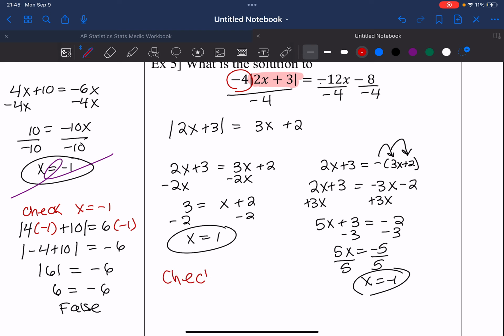So first I'm checking x equals 1. So I'm going to rewrite my problem, but instead of x, I'm going to write a 1. So negative 4 absolute value of 2 times 1 plus 3 is equal to negative 12 times 1 minus 8.